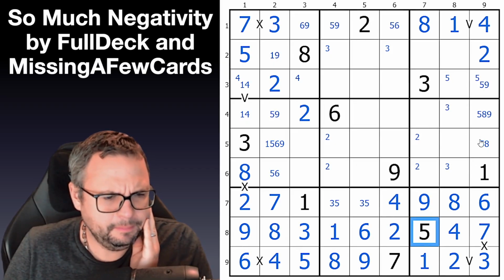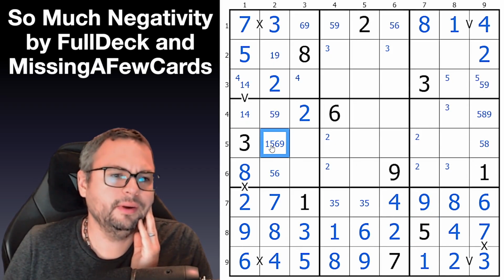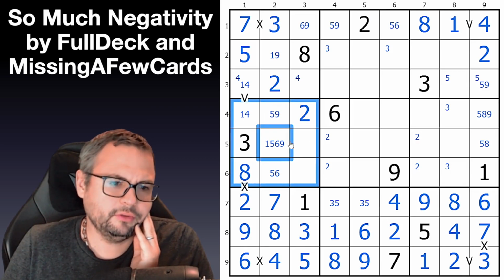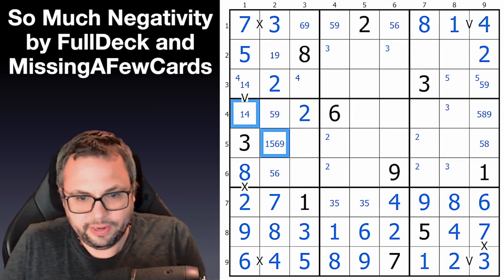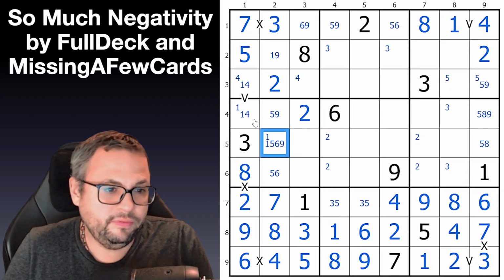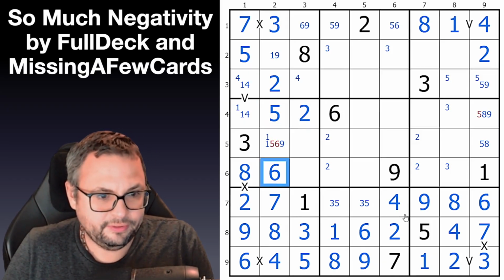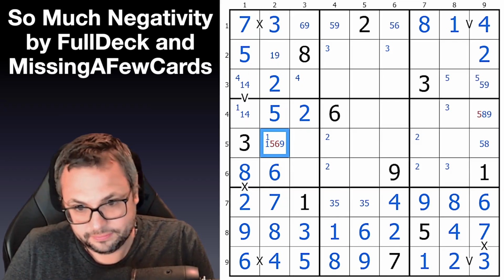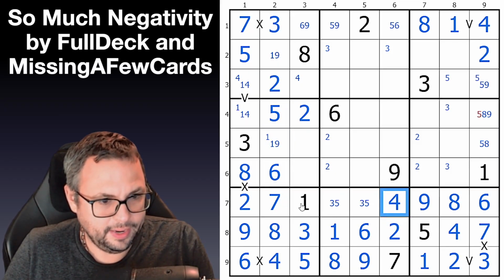Let's see. I do know there's a 1. Okay, I can do it. Okay. Where does 1 go in box 4? And the answer is it is in one of these 2 cells. And no matter which of these 2 cells is the 1, that one can never be a 9. So that is a 5 and a 6. This is a 1 or a 9.